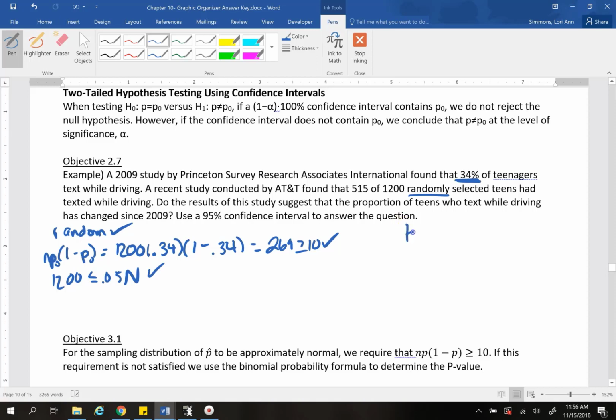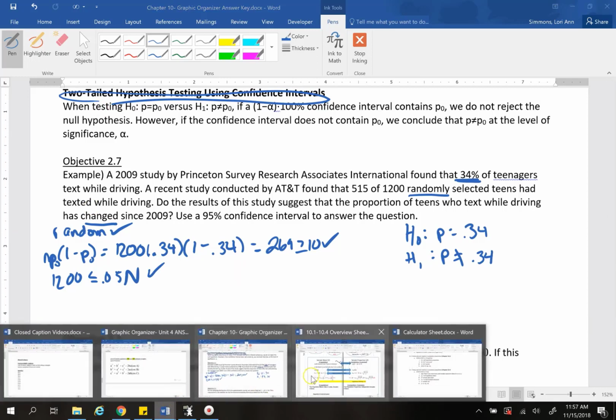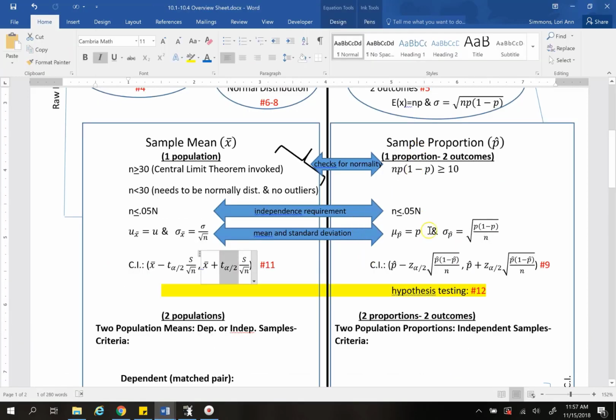All right, let's look at our hypothesis. So let's set up our null and our alternative. We're again looking at proportions at 0.34. And we're looking at, has it changed? So changed is going to mean it's a two-tail. And this meets the requirements for confidence intervals. If you recall, we're on sample proportion and we're looking at confidence intervals. So we're going to use number 9.